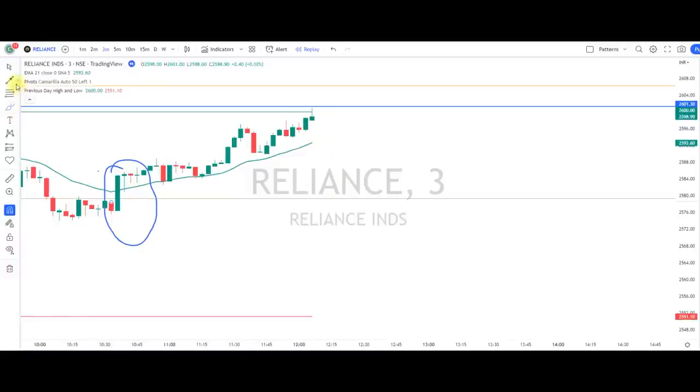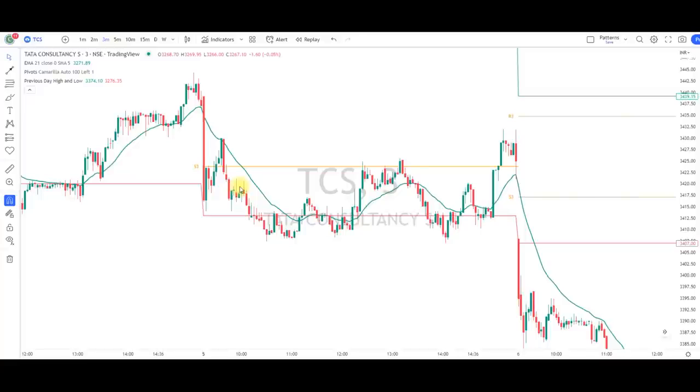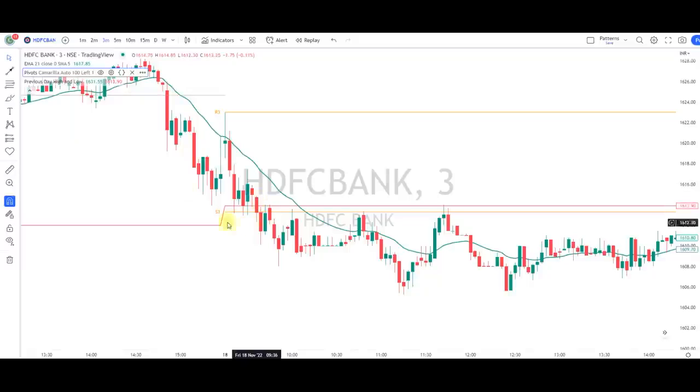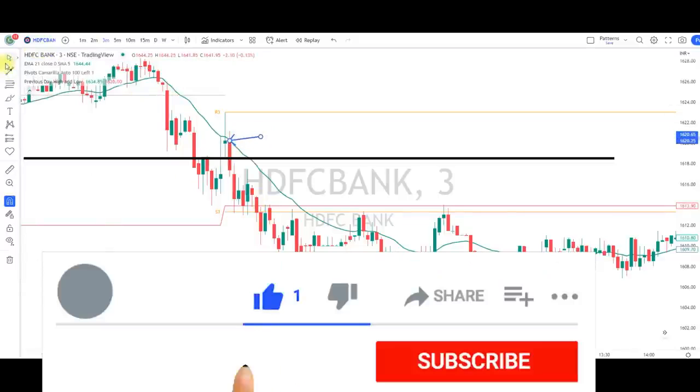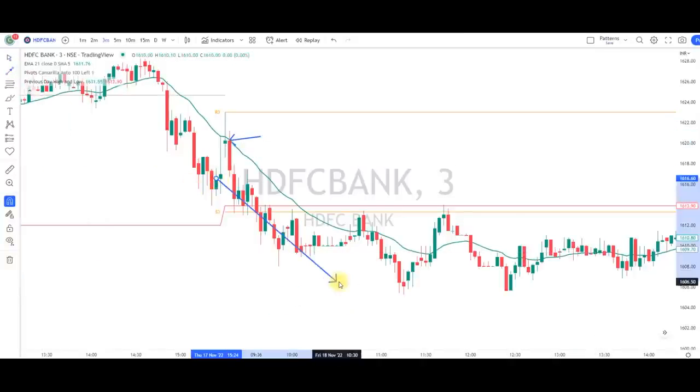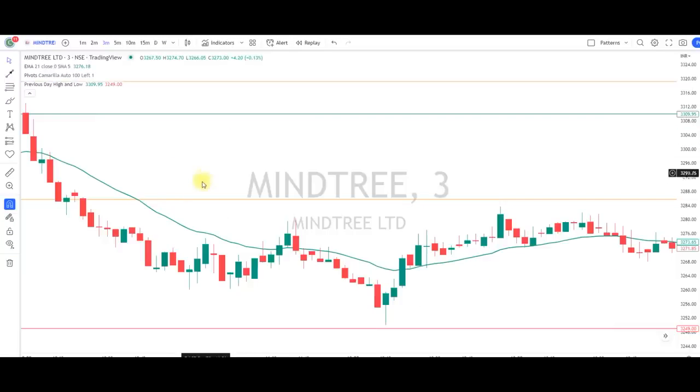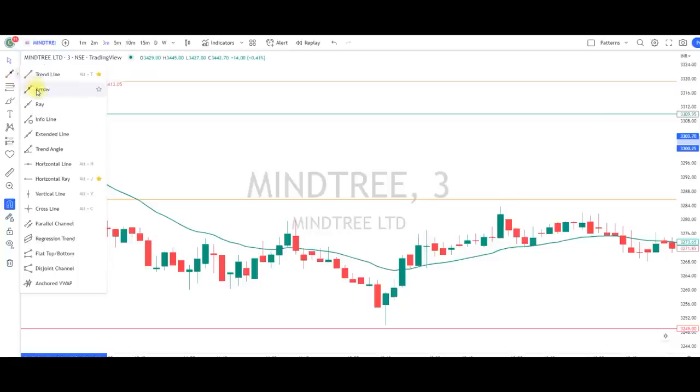See, market touched our resistance zone. From here to here, we got a nice up move. We can see a few examples in the stocks. This is the TCS chart and we got a short opportunity here above this S3 and we got the target. This is HDFC Bank and we got the short opportunities here, and also we got the target. This is Mindtree. We got a short opportunity below this red candle and we got our target.